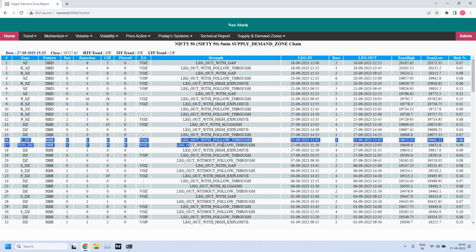Just below this, one more high liquidity zone. That means 19,631 to 19,672. We can expect some support in the market. That is based on the 5 minutes demand zones. I mean, 5 minutes high liquidity demand zones.